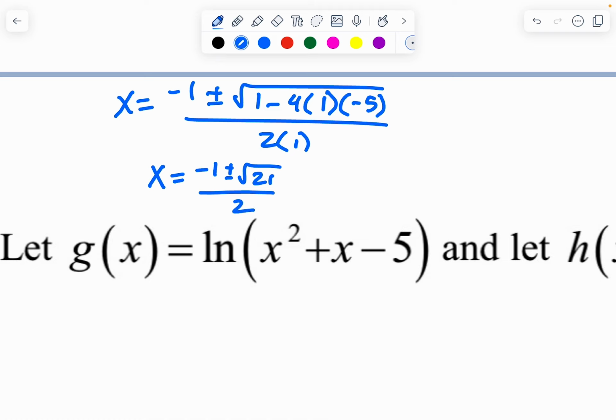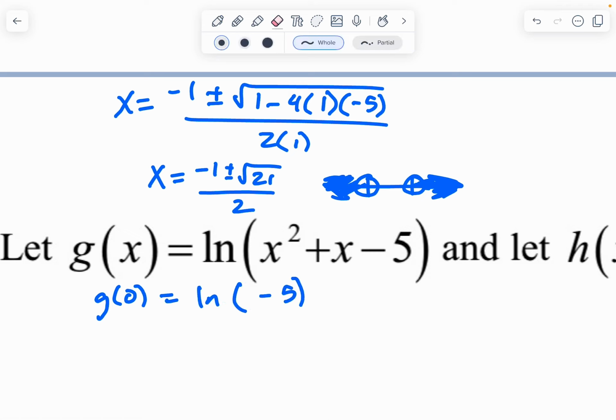Because we know it opens up, we only want things on the outside of those two numbers. I don't know why I shaded like that. That was funny. I've never done that before. It's an open circle here, because if we equaled that value, it would equal 0, and that's no good. We can double check by trying g of 0, which is natural log of -5. No good, that doesn't work for us.